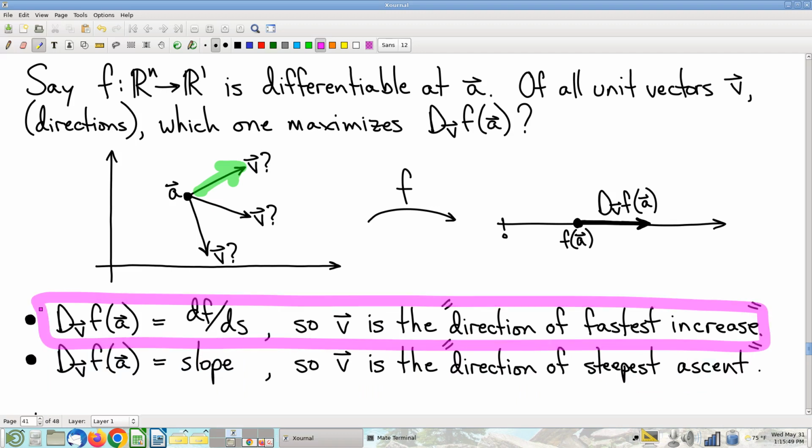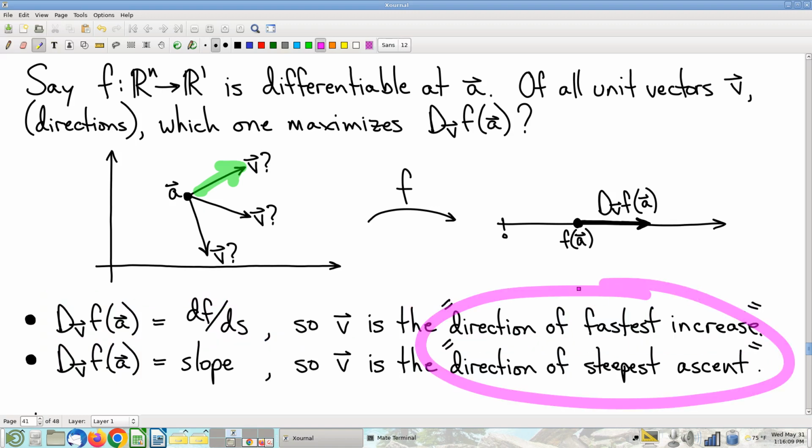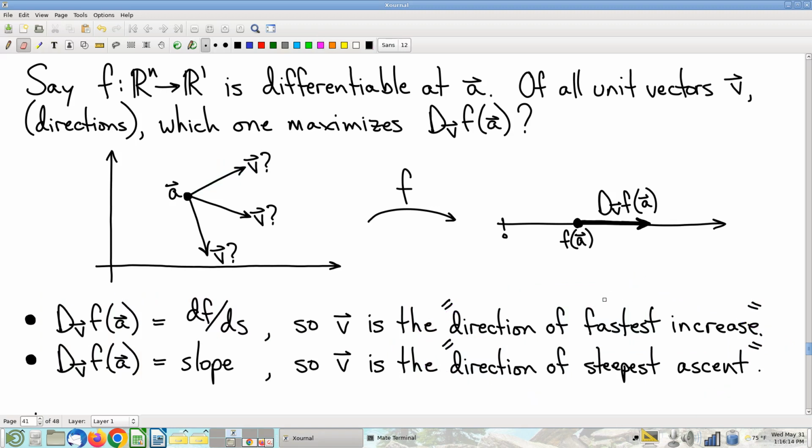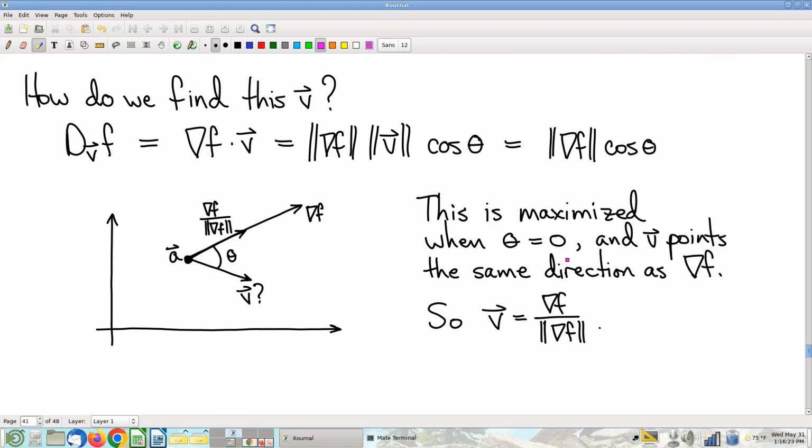In this class, I'm going to go ahead and choose to call it direction of fastest increase, because this makes sense in any context. It doesn't matter what kind of picture you're looking at. This always makes sense. So I'll always say direction of fastest increase, practically always. But y'all need to be aware that you could hear either of these. Okay. Does everybody understand the question and the terminology all hopefully makes sense? Okay, so how do we answer this question?